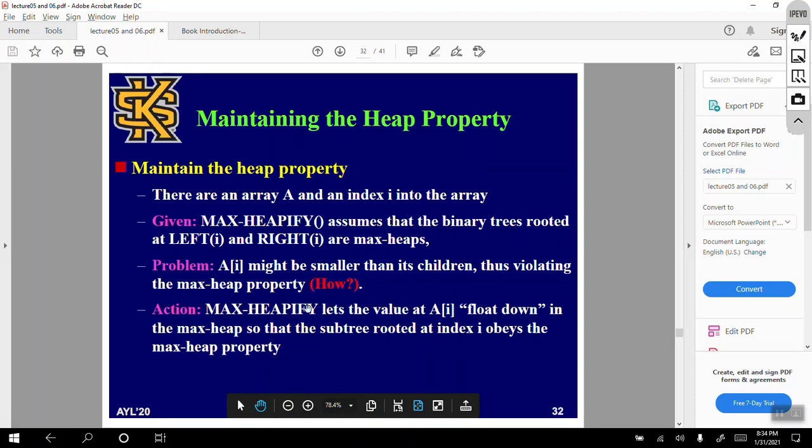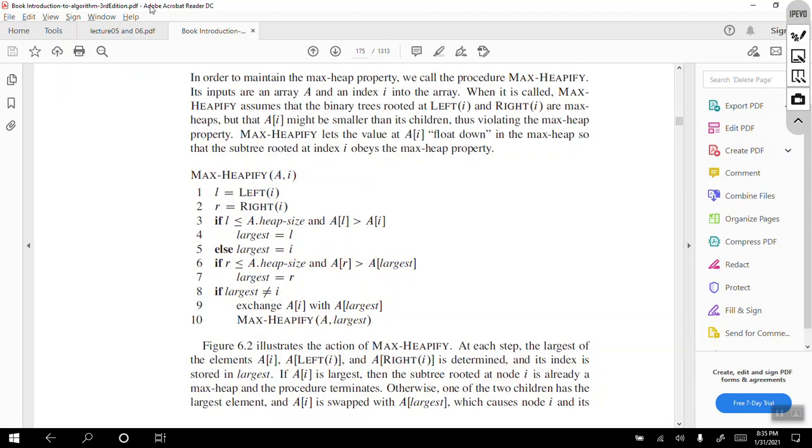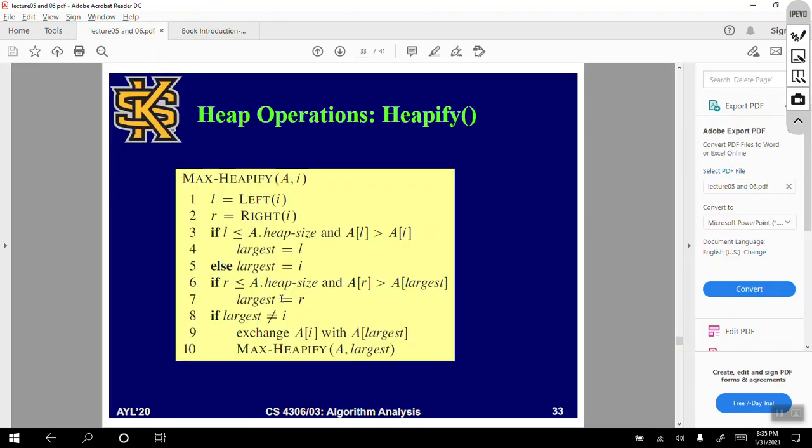We need to do some swapping internally so that it maintains the property that the root value is greater than or equal to the child values. This algorithm comes from the book.